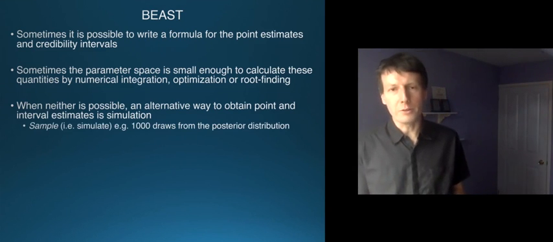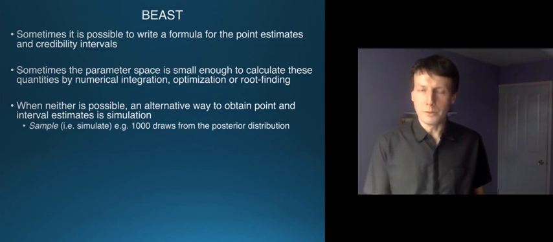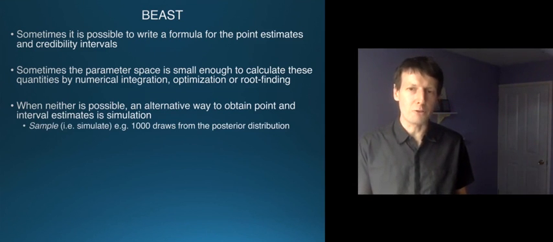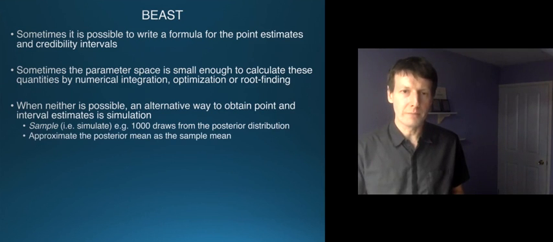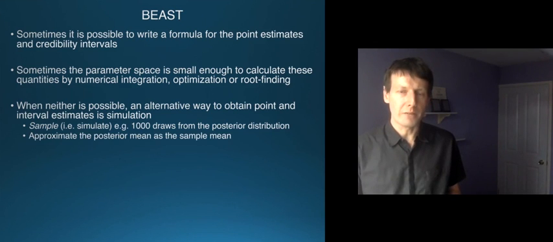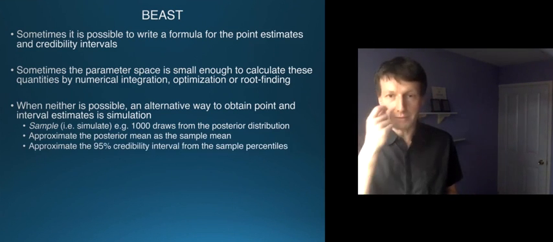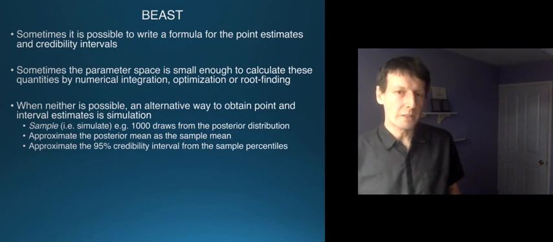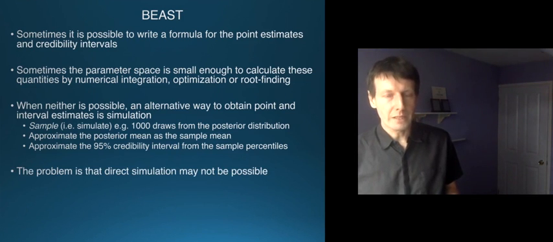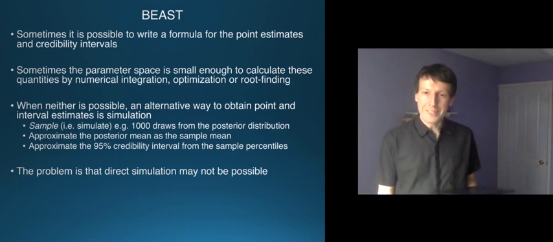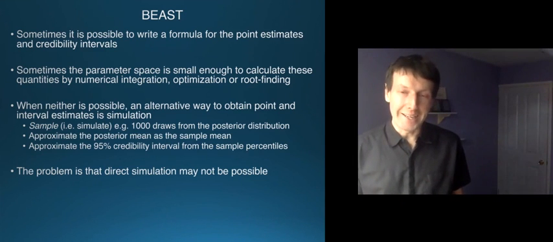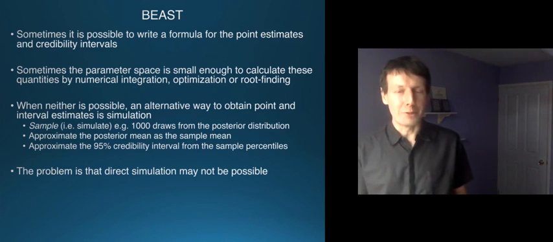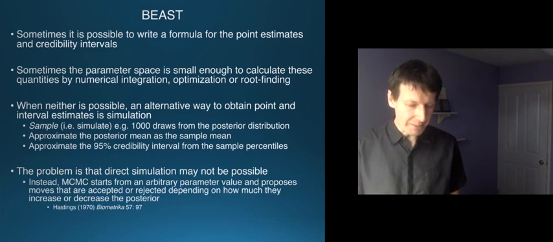For example, suppose that you could sample, i.e. simulate, 1,000 draws from the posterior distribution, then one could simply approximate the posterior mean as the sample mean over those 1,000 simulations and approximate the 95% credibility interval from the sample percentiles, i.e. using the equal-tailed credibility interval. But the problem is that direct simulation may not be possible, and usually when the first two approaches aren't possible, then direct simulation is not possible either. And this is where MCMC comes in.